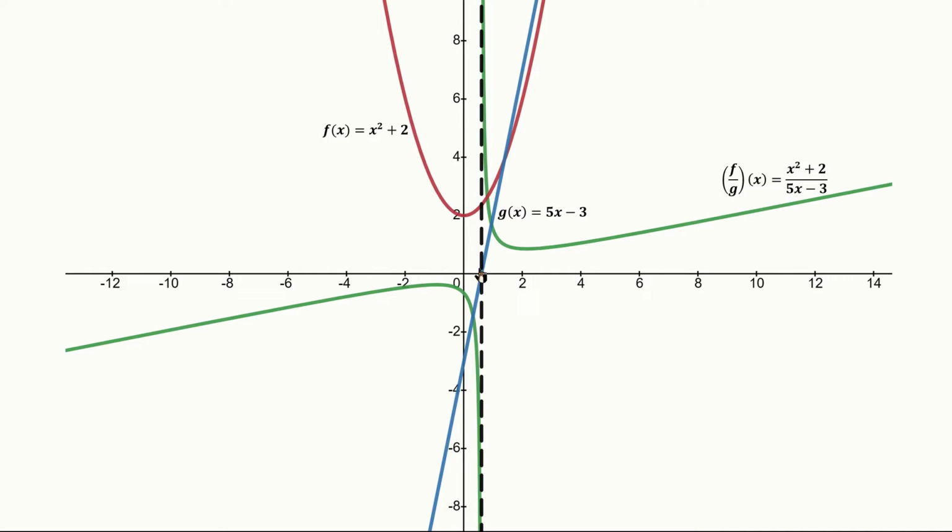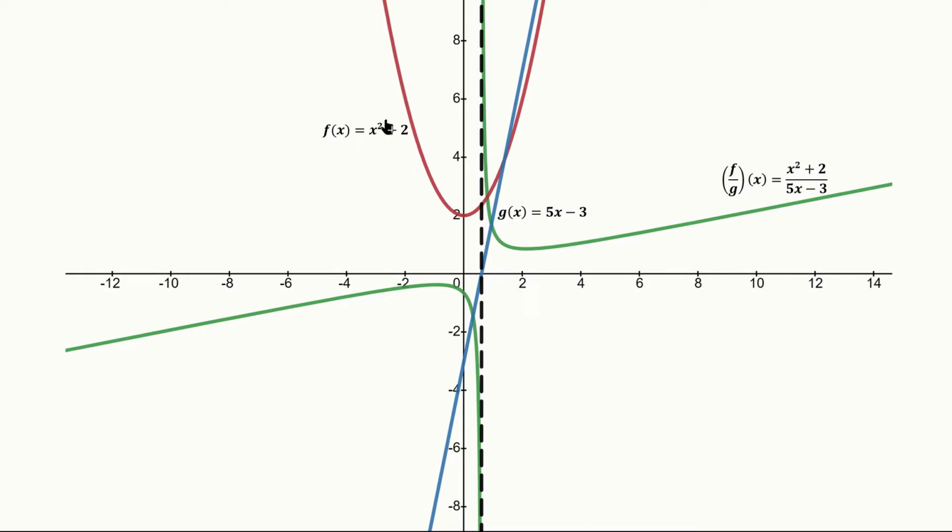So that's why we need to remove that as part of the domain of f over g, because it's not going to be in its domain. It's a point that you have to exclude from the domain. Always remember, think of the domain as the set of allowable inputs. And here 3/5 would not be an allowable input.